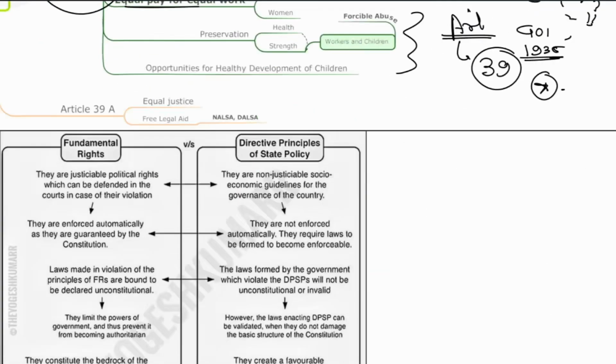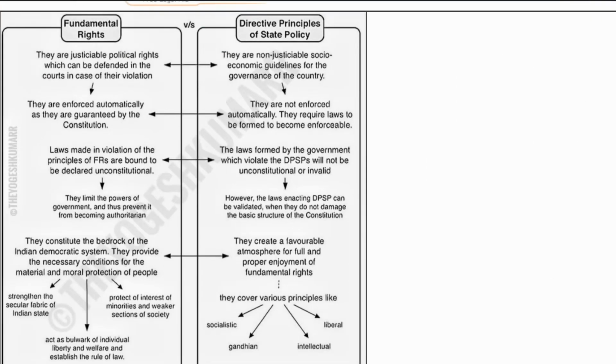All right. Now let us clearly see the difference between fundamental rights versus the DPSP, that is directive principles of state policy. We have already seen fundamental rights, so we'll just revise Part 3 versus Part 4. They are justiciable rights which can be defended in court in case of their violation, but DPSP cannot be. Second, fundamental rights are enforced automatically as they are guaranteed by the constitution, and DPSP are not. They require laws to be formed to become enforceable.